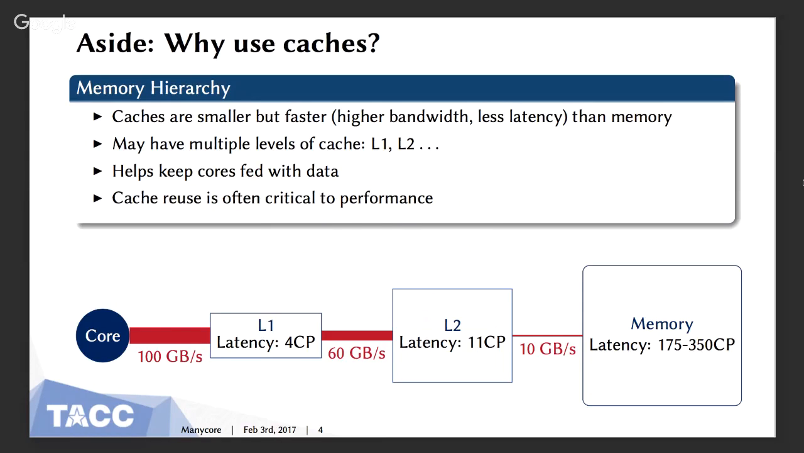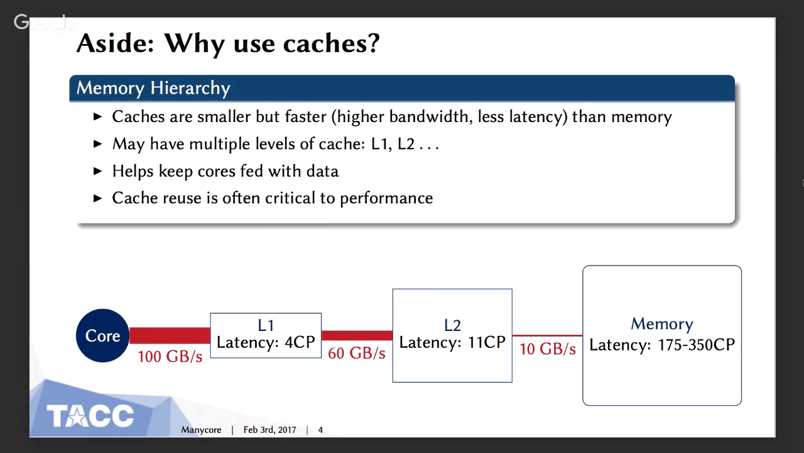So as an aside, why do we even use caches? Why don't we just use memory? Caches are much smaller than memory, say 512 kilobytes versus 100 gigabytes. They have much higher bandwidth and much less latency. You can have multiple levels of cache, level 1, level 2. You'll often see LLC, which is the last level cache or the third level cache. And what they really do is help cores keep fed with data.